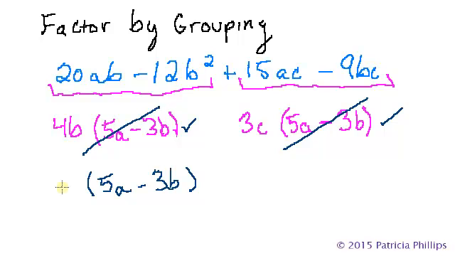So is there anything left? Yes, there's a 4b and a 3c left. So you're going to multiply that common binomial factor against the remaining terms, and you're done.